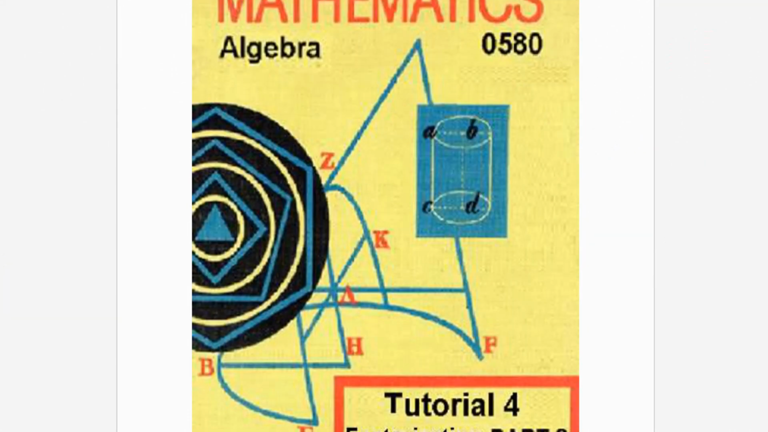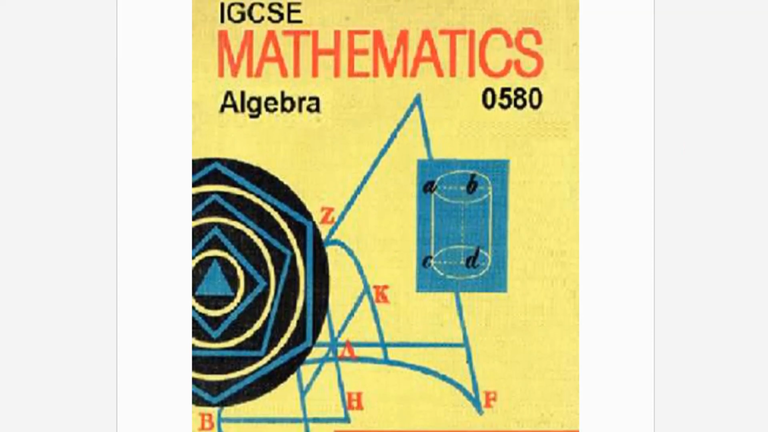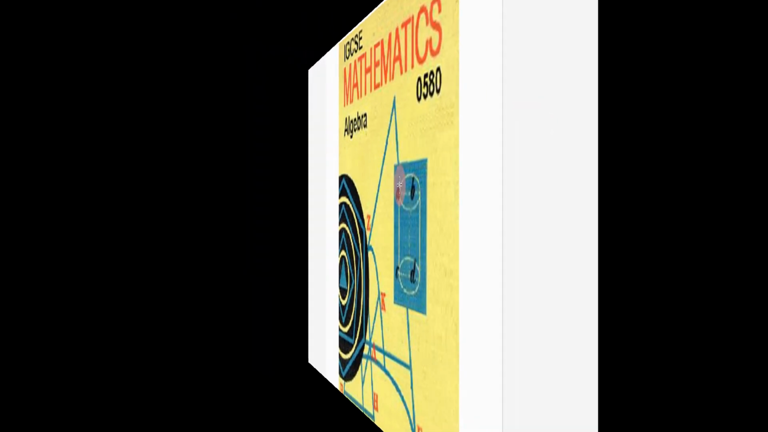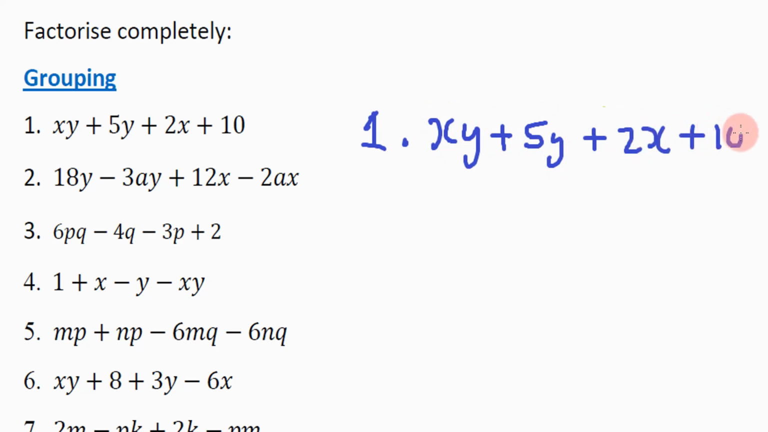In this tutorial, we will look at the remaining two factorization techniques, namely trinomials and grouping. The questions in this tutorial are based on an analysis of 20 past exams. The first 7 questions deal with grouping. It says factorize completely, and in number 1, we have xy plus 5y plus 2x plus 10.